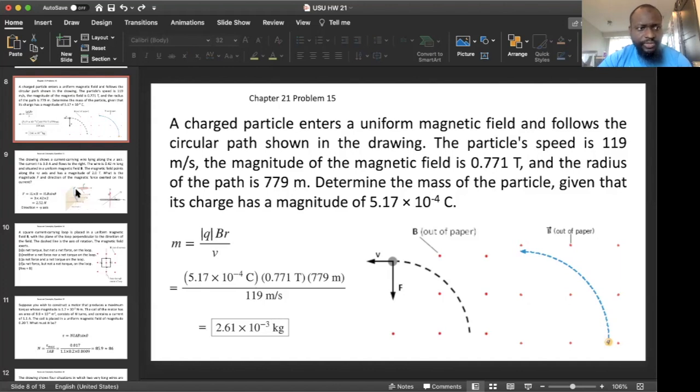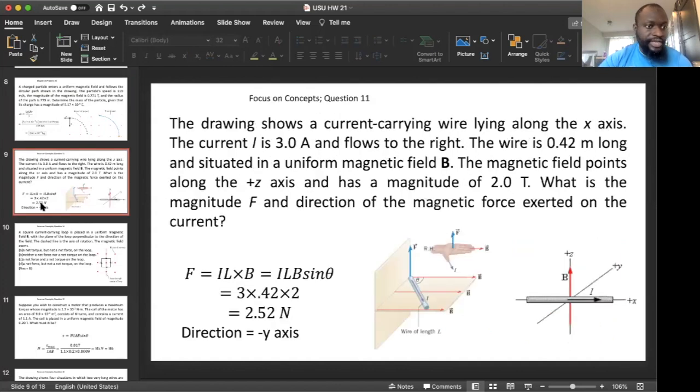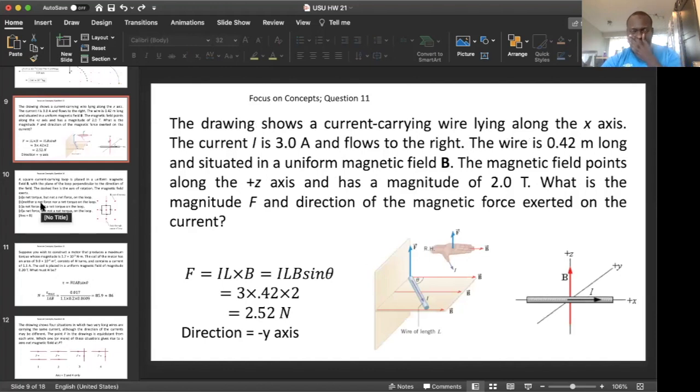Let's go to chapter 21, focus on concept question 11 now. So more focus on concept questions. It says, the drawing shows a current-carrying wire lying along the x-axis. This drawing is showing the right-hand rule for I cross B, or L cross B if you like. I and L are in the same direction. When you have a charge, it's v cross B. If you have a current flowing in a wire, it's I cross B that gives you the force on that wire. So we cross I and B, and whatever direction we screw is going to be the direction of the force on the wire.